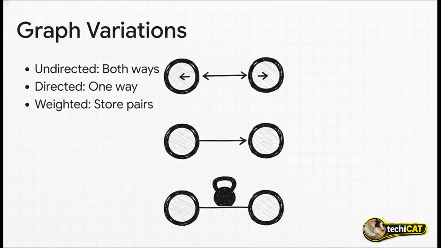And what if they introduce a weighted graph, like roads with different distances? Well, you can't just store the neighbor's ID anymore. Your adjacency list needs to store pairs, the neighbor node alongside the specific weight or cost of traveling that edge. Adapting your core structure to these specific rules is exactly what separates a good candidate from a great one.